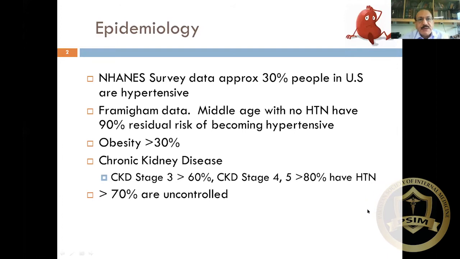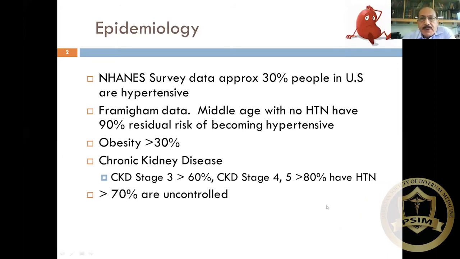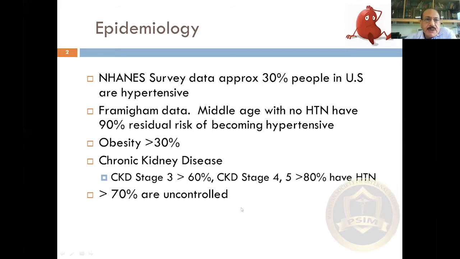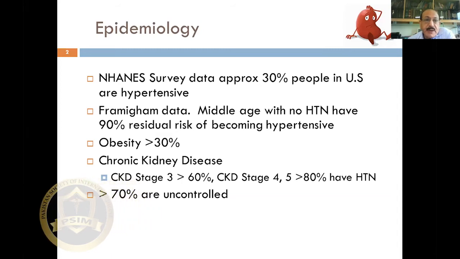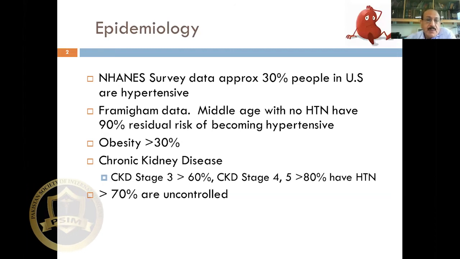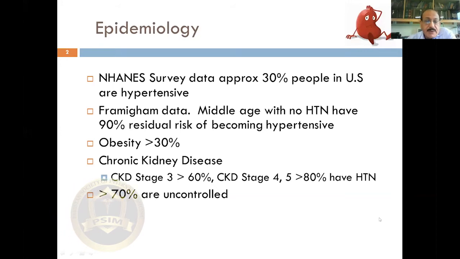Coming back to my presentation, secondary hypertension, a very vast subject. If we look at hypertension as such, the National Health and Nutritional Examination Survey data told us that about 30% of the people in the United States are hypertensive. The Framingham data says that the middle-aged with no hypertension have a 90% residual risk of becoming hypertensive. And those who are obese, more than 30% will develop hypertension.